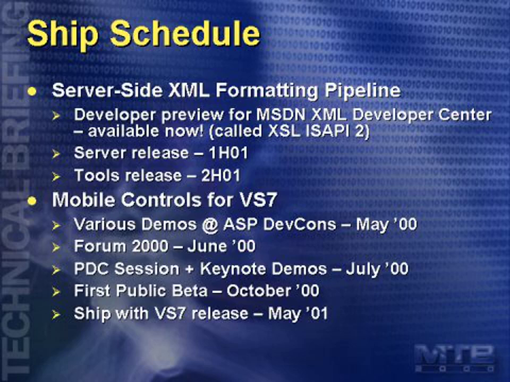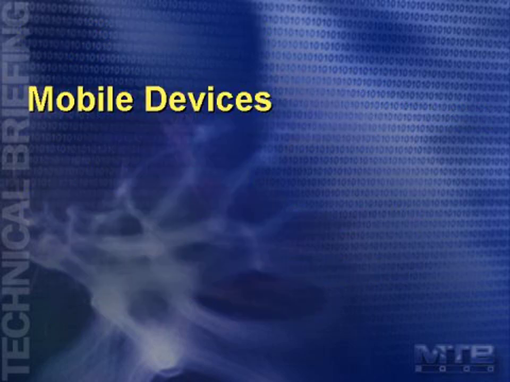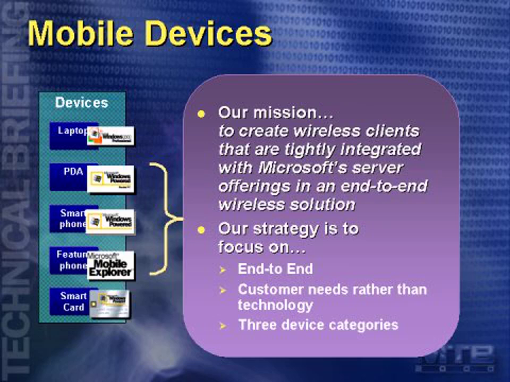Mobile devices. So if you remember the diagram I showed earlier, the right-hand side was devices. In this context, I'm focusing on three of those: PDAs, smartphones, and feature phones. I'll give you the 500-foot view of these, and then there are more sessions later in the week that talk about how you can develop applications for these tools.